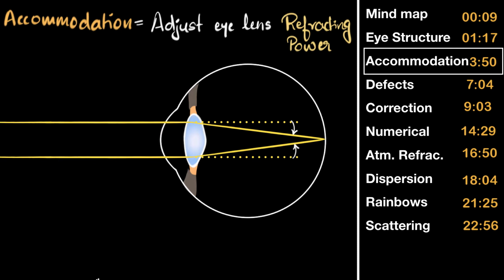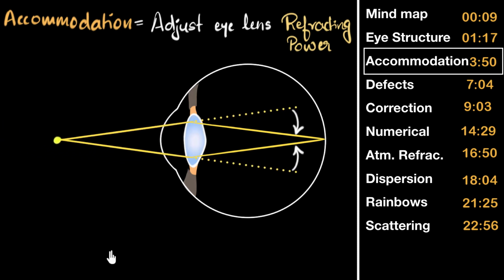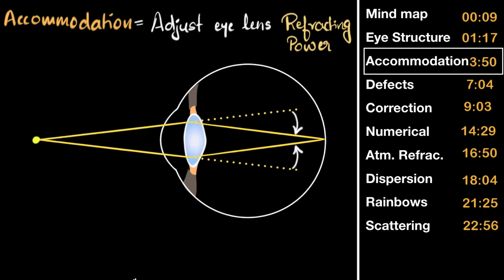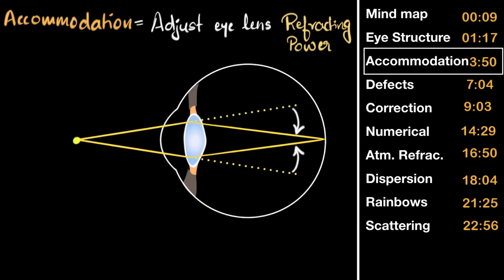As the object comes closer, notice that the incoming rays become more divergent. And now to again bend it, focus it onto the retina, the bending required is more. That means now the refracting power, the bending power required by our lens is more. So again, if the object goes far away, look, the bending power required is less. If the object comes closer, the bending power required is more.